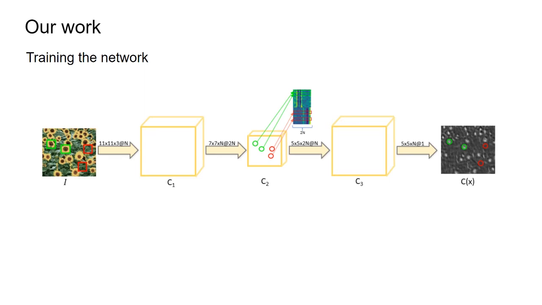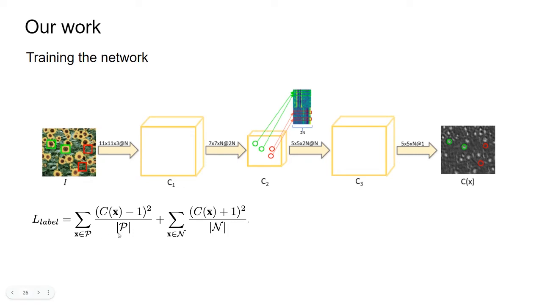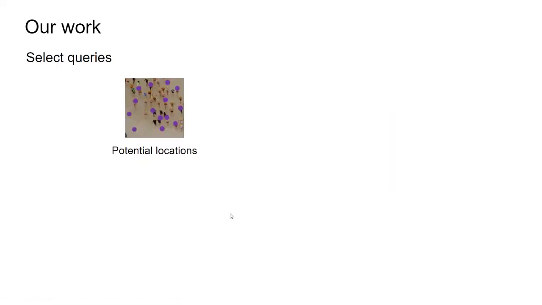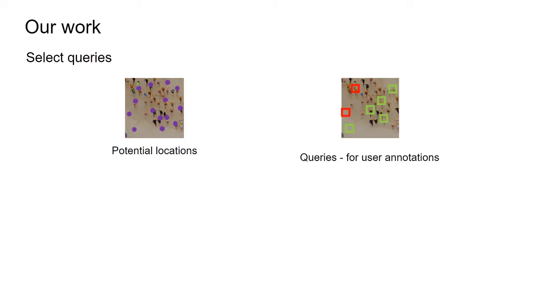We use a fully convolutional network with three hidden layers, which is trained such that the pixel values in the locations from the positive bucket will be high, 1, and in the locations from the negative bucket will be low, -1. As for the query selection scheme, we start with the potential locations, and the goal is to pick the locations for user annotation that are most informative for training. Asking for user input on informative queries leads to an effective training and minimum number of queries overall.